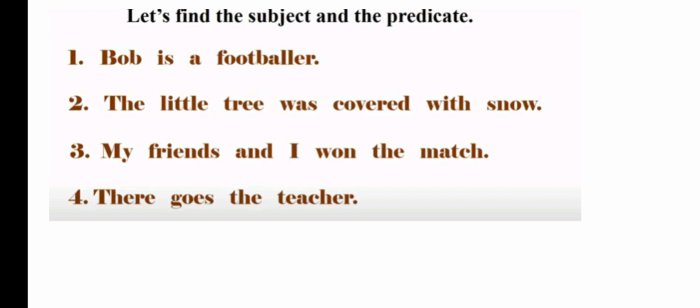So, you can put a dividing line between Bob and is. So, Bob is the subject and the remaining all is predicate. Second sentence. The little tree was covered with snow. Now in this sentence, which is the verb first? Was covered. So that is the verb, action word.